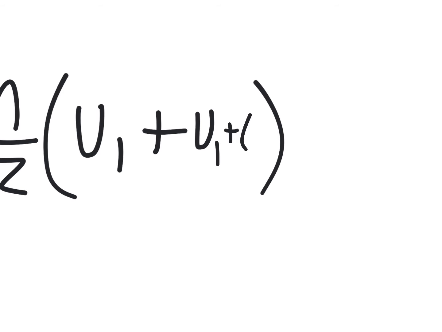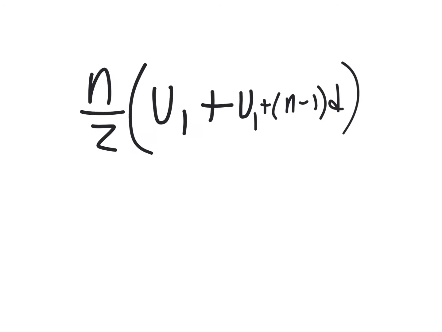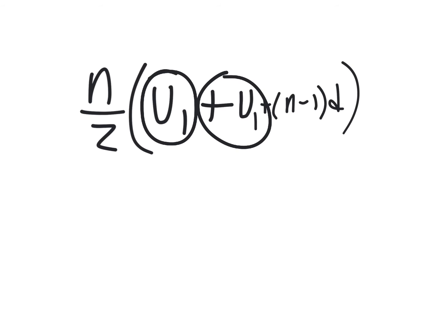Plus, and I didn't leave myself enough room. And I'm just trying to show you where this formula came from in case you're curious about this smart little German kid, Friedrich. And then this was n minus 1 times d. And when you put this all together, would you agree that u sub 1 plus u sub 1 is 2 times u sub 1? And that's what this formula says.